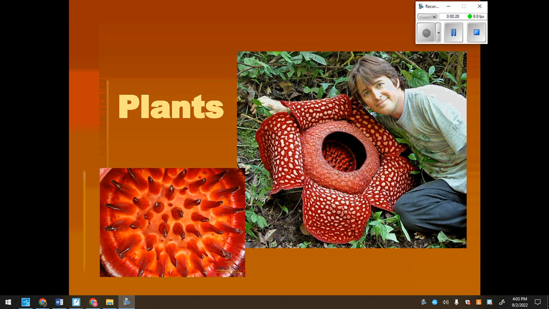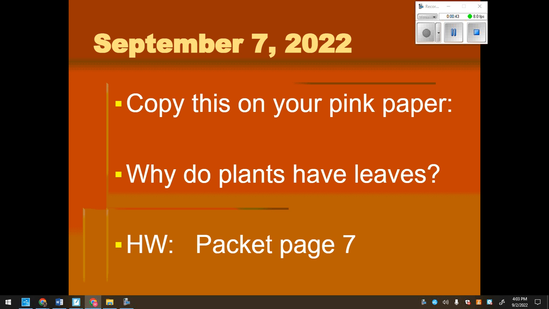All right, so we're starting on plants. This is our unit. Today is, I'm not able to change the screen, so let's see what happens here. Silliness is happening, that's what's happening. Today is September 7th, and it is a B-Day.